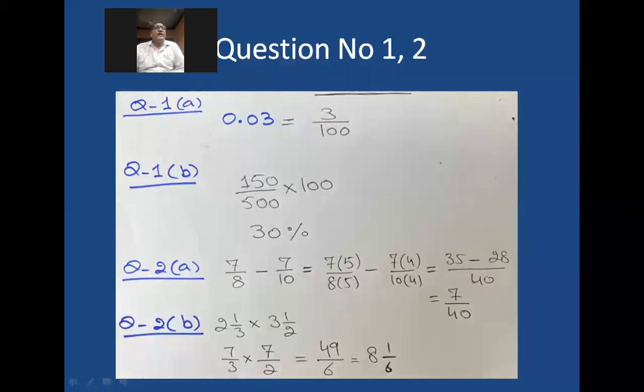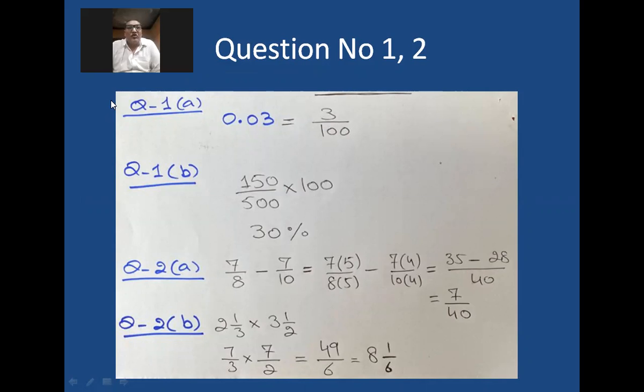Okay, so here we come. Here comes the question number 1, A part 0.03. If you want to represent this in a fraction, you will have to remove the decimal, and that will be 3. In the place of decimal, I will put 1, and after the decimal, you will count how many zeros are there. So it will be 3 by 100. So that is the A part.